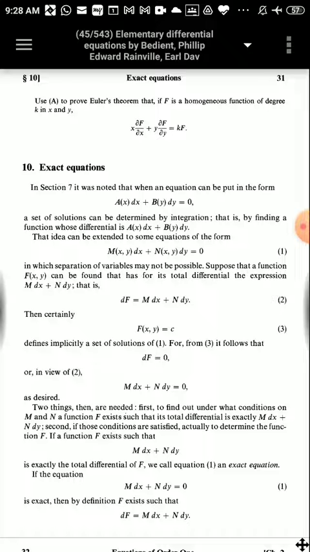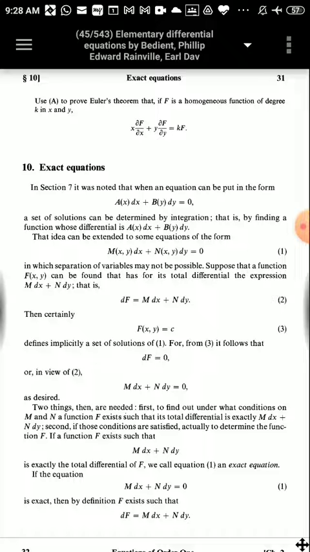A set of solutions can be determined by integrating, that is, by finding a function whose differential is a(x) dx plus b(y) dy. That idea can be extended to some equations of the form M(x,y) dx plus N(x,y) dy equal to 0. Here M and N are functions of x and y, in which the separation of variables may not be possible, and this equation is not in variable separable form.